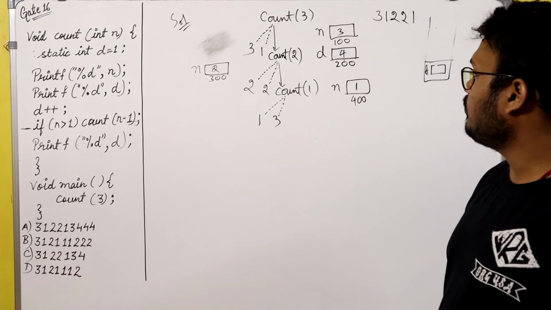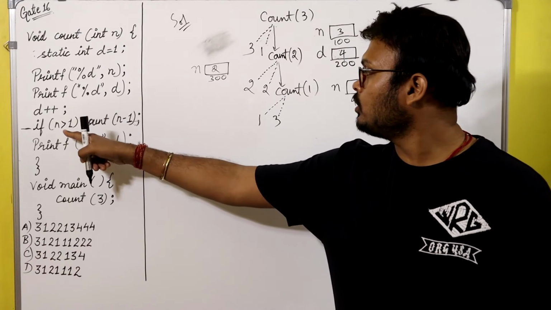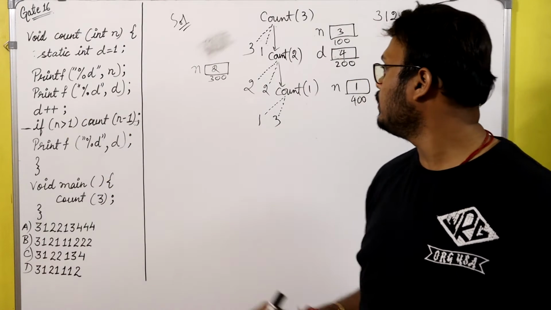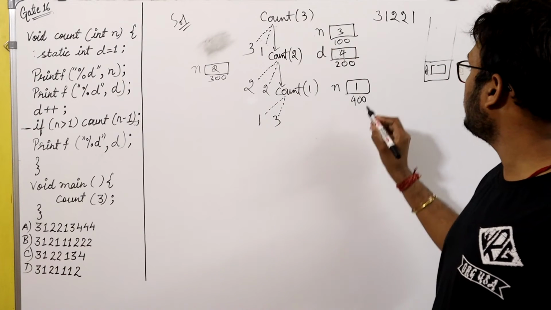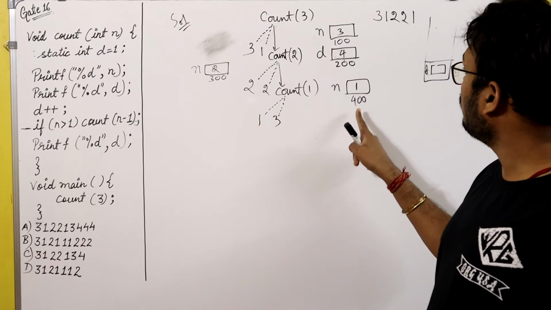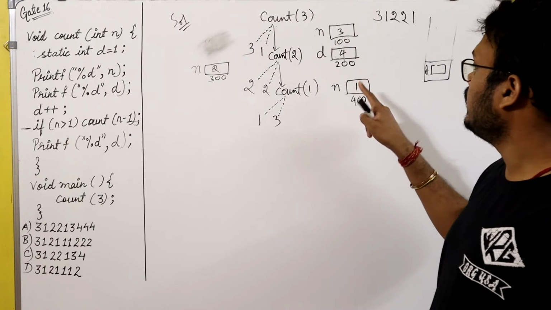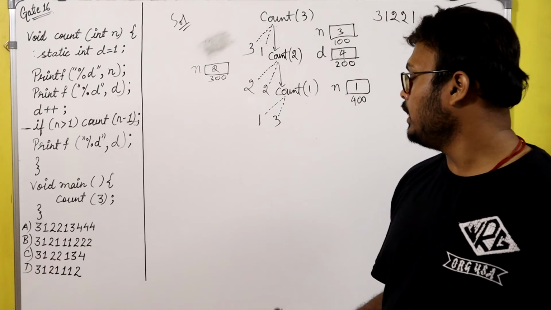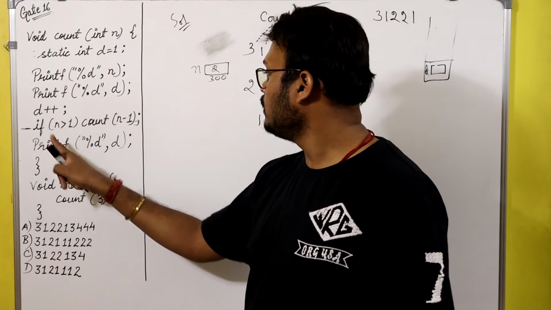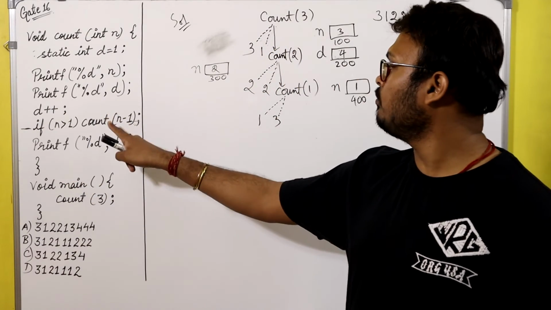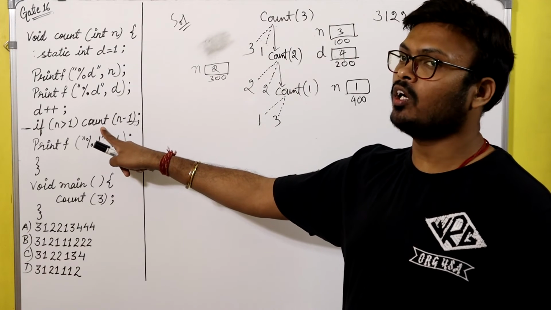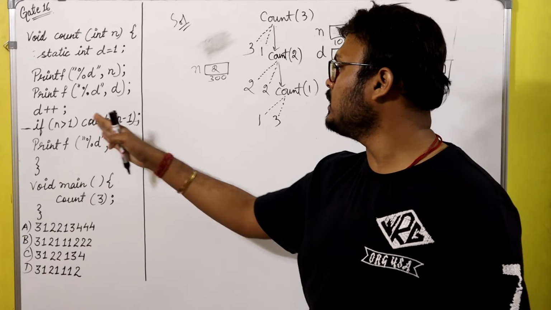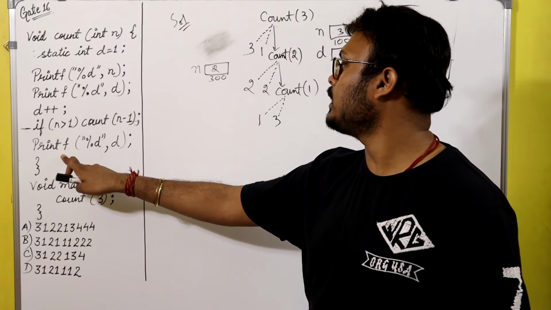And after that, let's come to the next line. If n greater than 1. So is n greater than 1? What is the value of n for this function? 1. Is 1 greater than 1? No. It means this condition is false. So since this condition is false, obviously the count function will not be called here. So let's come to the next line.